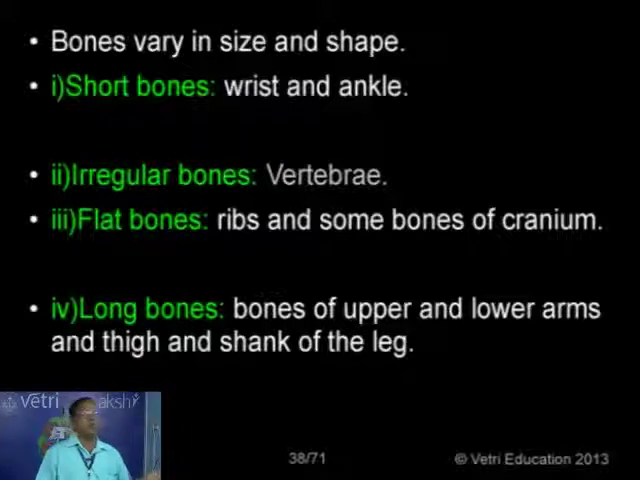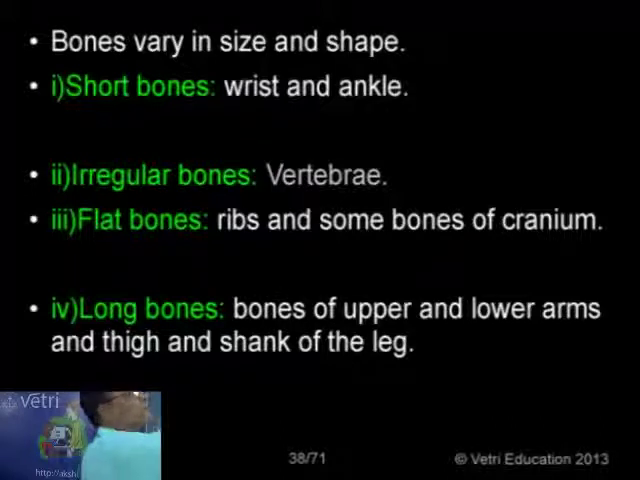Then the long bones, you know very well, just in the body, the arm bones as well as the leg bones, these are all long bones. So we have short bones, flat bones, irregular bones and also long bones. This is the general idea of what we have while we are looking at the body.